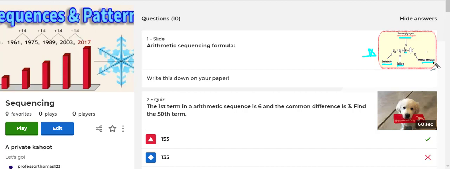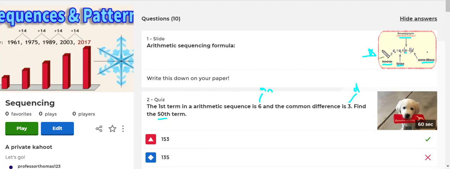So here's the first problem that you had in your quiz. The first term in the arithmetic sequence is 6, okay? So that's going to equate to our first term in the formula over here, and we just write a sub n on that, all right? There's a common difference, d is 3, and we're trying to find the 50th term.